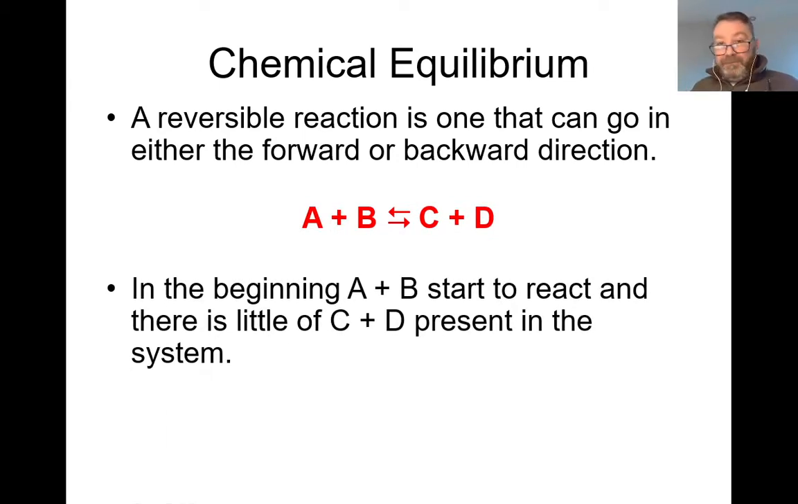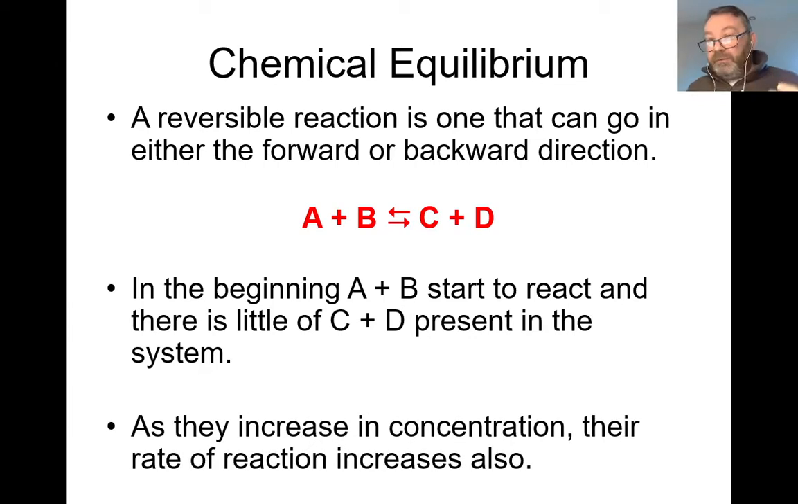But in the beginning, A and B start to react, and there is little of C plus D present in the system. But as time goes on, the concentration of C plus D builds up, and as the concentration of C and D build up, their collisions become more frequent.